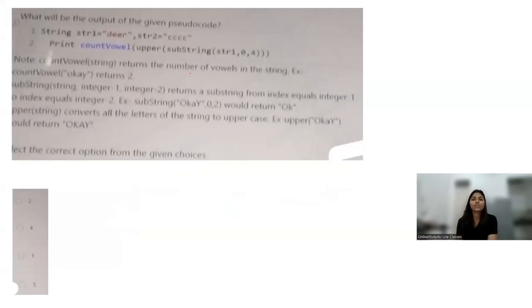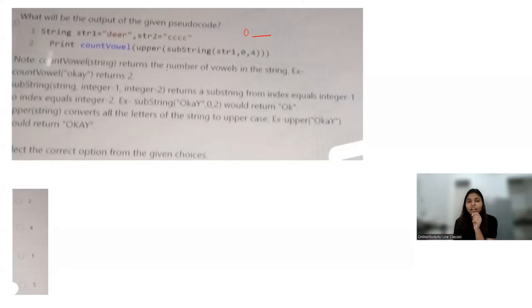The next question is again kind of similar, but here we need to find the substring of string 1 from 0 to 4. That means from index 0 till index 4 minus 1. If it is 0 to 4, we need to take 0 to 3, right? 4 will be excluded. The last index will be excluded.